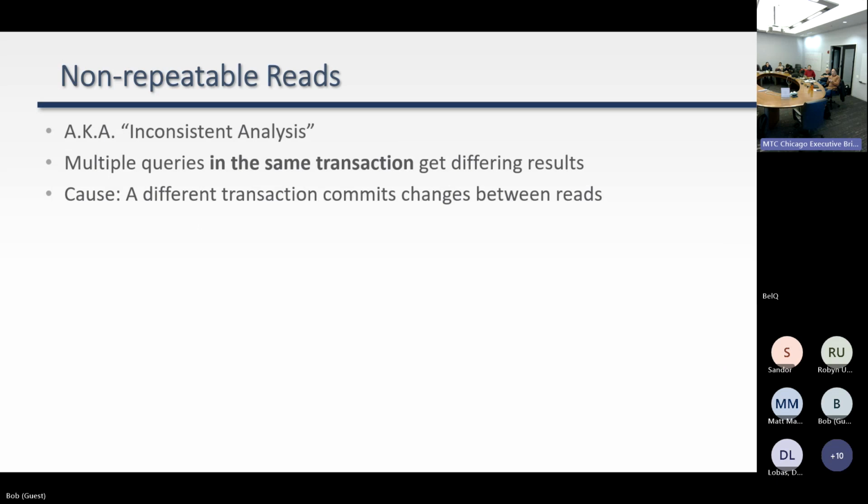There's also non-repeatable reads. This is where you have multiple queries within a transaction that get different results. This is caused by a different transaction committing something between reads. If you allow non-repeatable reads, then your results might change within your own transaction, which again may or may not be a problem, depending on what your needs are. But you need to be aware that they exist, and the business needs to be aware they exist, because I've gone in lots of places where the business has no clue that this is a possibility.